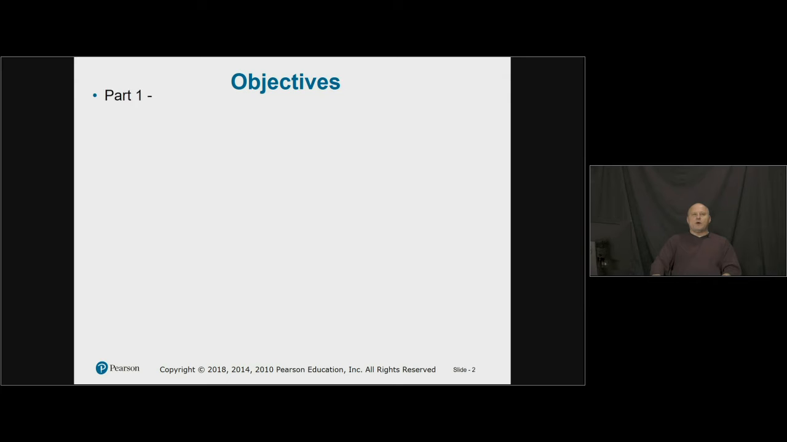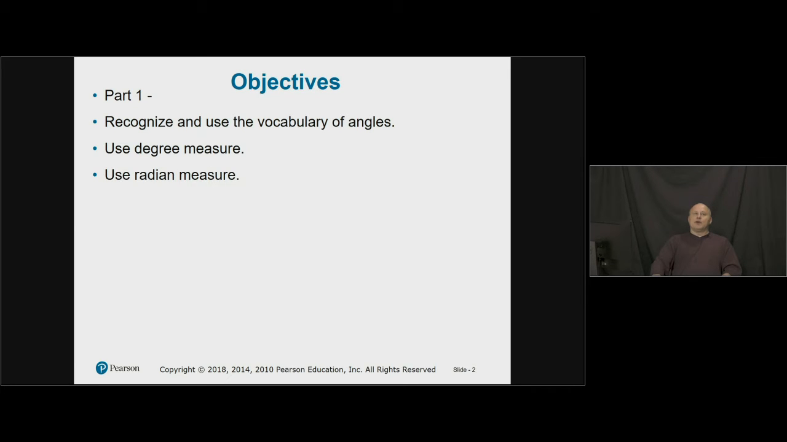So part one will consist of recognizing and using the vocabulary of angles. We're going to use degree measures, which is probably what you're more familiar with. We're going to use radian measures. Some of you guys may have heard of that one before, some of you may not. We're going to learn how to convert from degrees to radians. We're also going to convert radians to degrees, by the way.